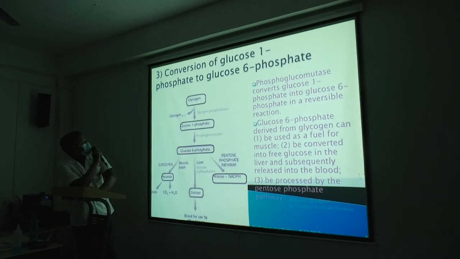Now the third step is conversion of glucose 1-phosphate to glucose 6-phosphate, where phosphoglucomutase converts glucose 1-phosphate into glucose 6-phosphate in a reversible reaction. Glucose 6-phosphate derived from glycogen can be used as a fuel for muscle, be converted into free glucose in the liver and subsequently released into the blood, or be processed by the pentose phosphate pathway.